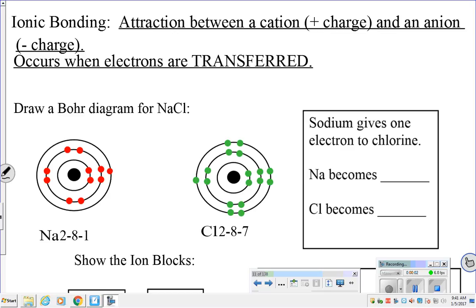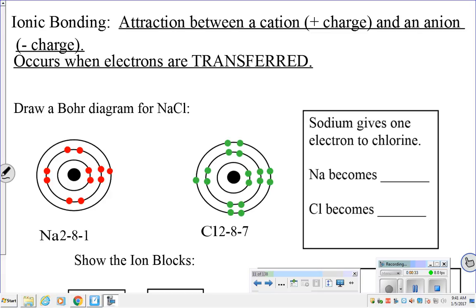Welcome to Ionic Bonding. Many of the things that we're going to talk about today we really have already touched on in other units, so a lot of this might sound like a bit of a review. An ionic bond is an attraction between a cation and an anion, a cation having a positive charge and an anion having a negative charge. The cation and the anion have formed because somebody lost an electron and somebody else gained an electron. So what really is happening in ionic bonding is we have a transfer of electrons.